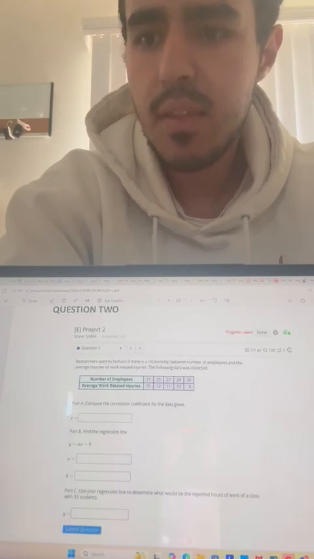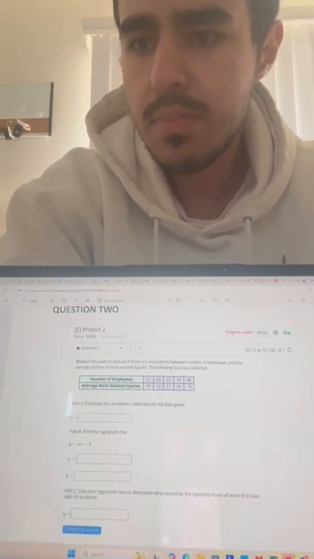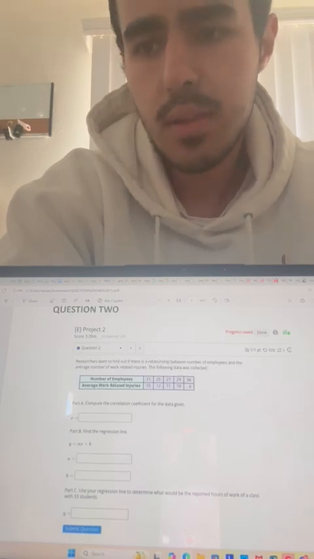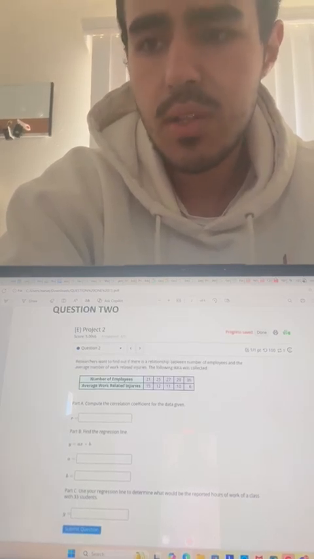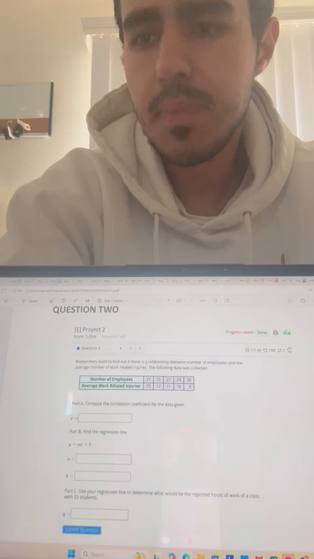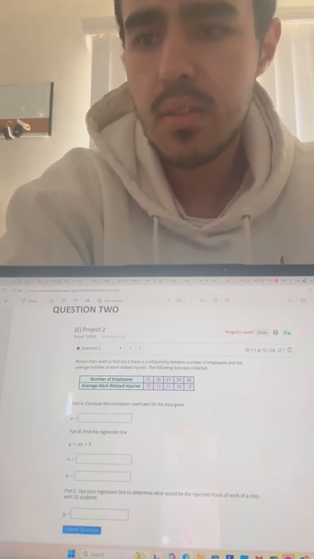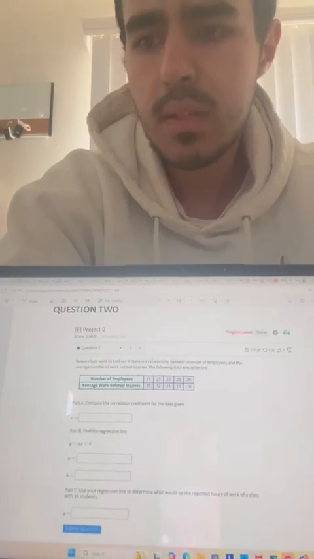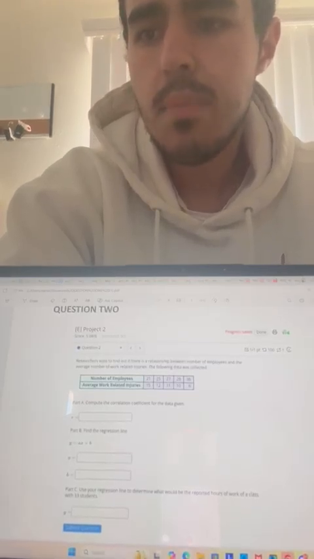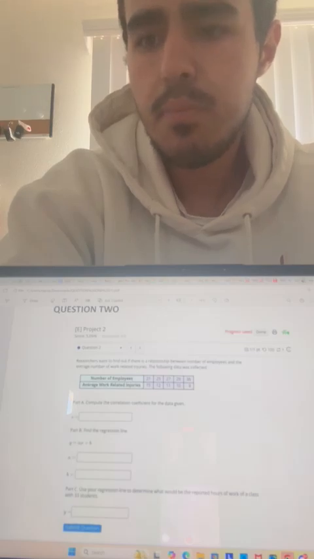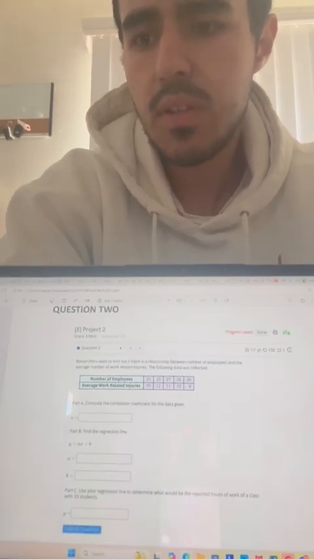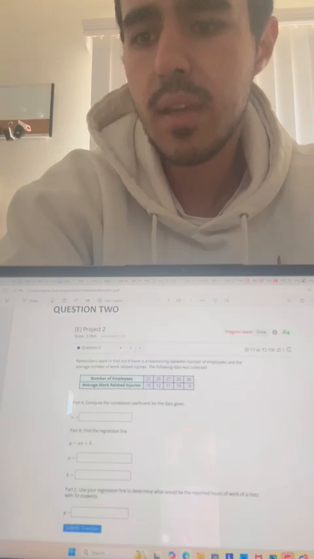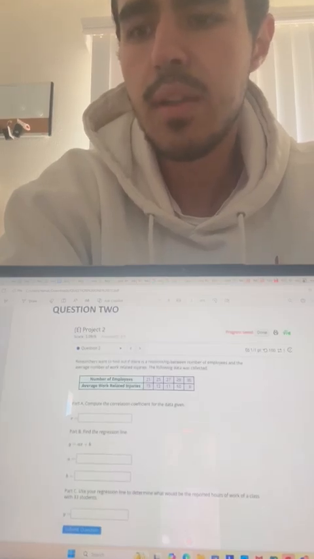Part B. Find the regression line. The regression line allows us to predict the number of injuries based on the number of employees. The line is defined by the equation y equals ax plus b. We first calculate the slope a using the sums previously found. The slope a is approximately negative 0.4419. Next, we calculate the y-intercept b, which is approximately 21.3399. Therefore, the regression line equation is y equals negative 0.4419 x plus 21.3399.